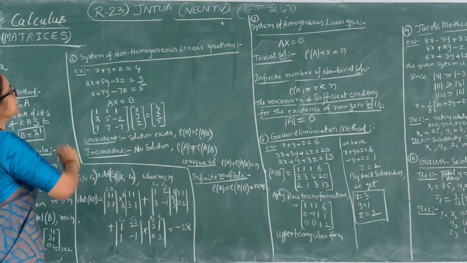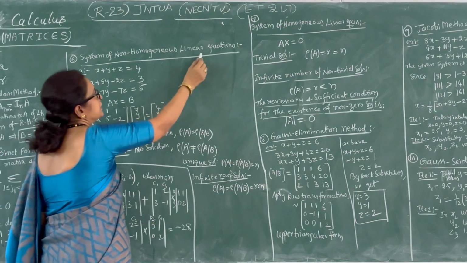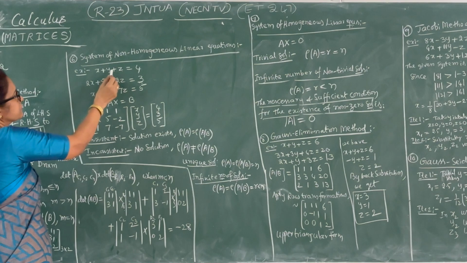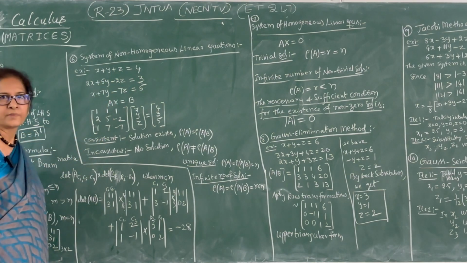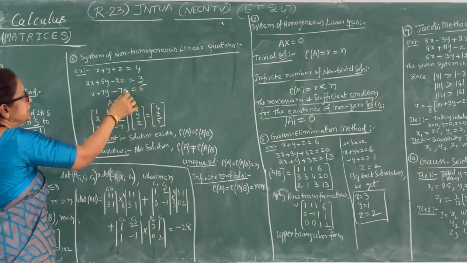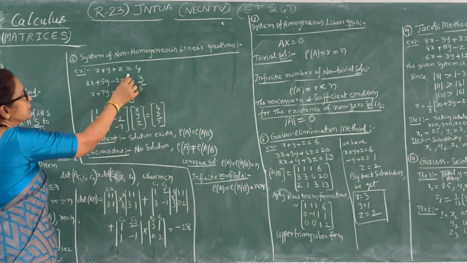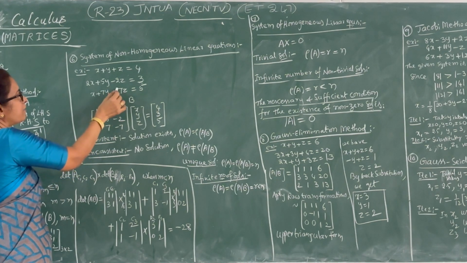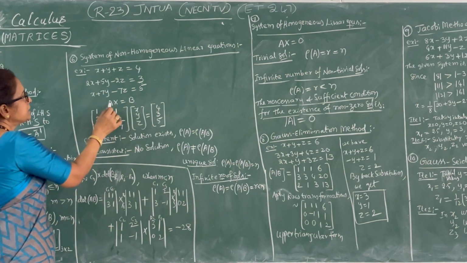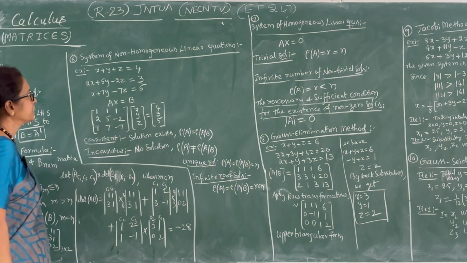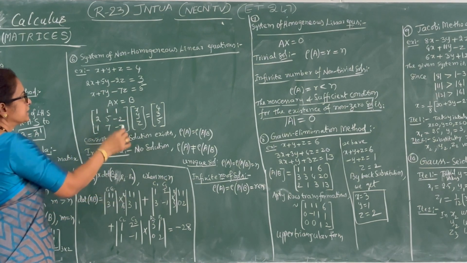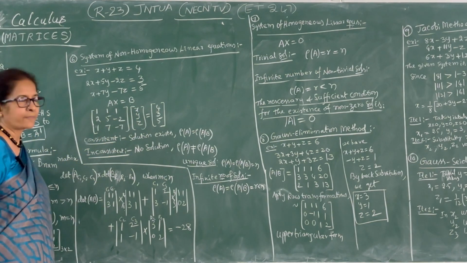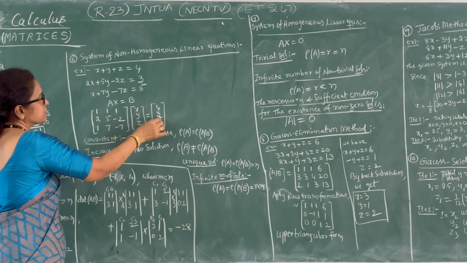Next topic is system of non-homogeneous linear equations. These equations are in the form, for example, x plus y plus z is equal to 4. Here we are going to solve these equations by using matrix methods. First, we have to write the matrix form of these equations. AX = B is the matrix form. Here A is the coefficient matrix, capital X is the column matrix of unknown variables, and B is the column matrix of constants.